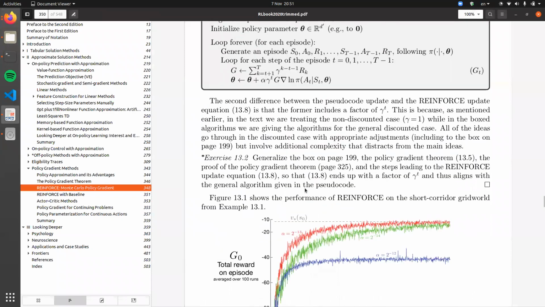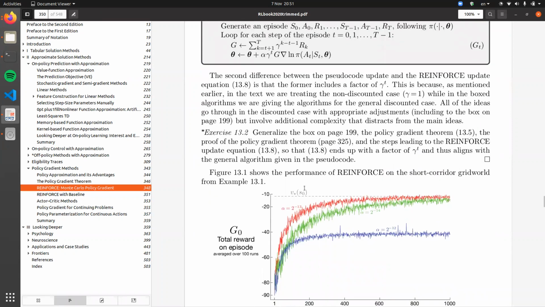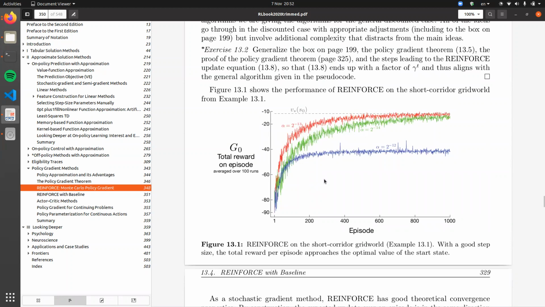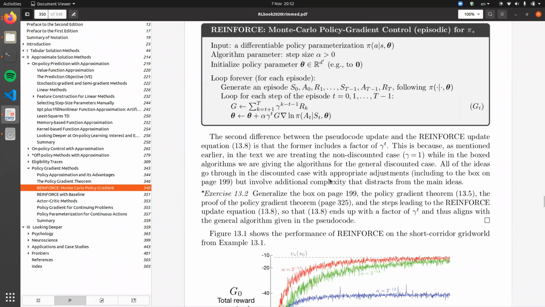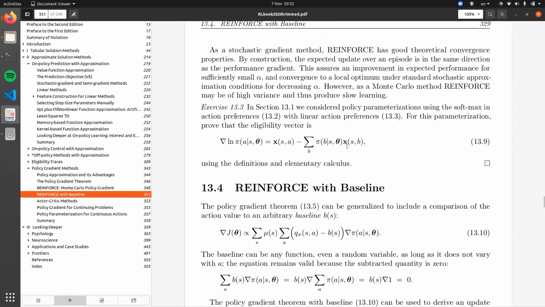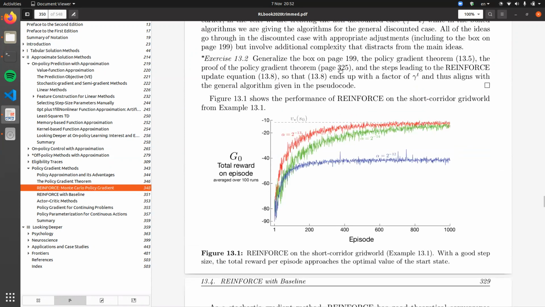Okay, so anyway, you can see that the algorithm works, but also you can imagine that there is a lot of variance involved here, because of how unstable the gradient of a policy can be. And let's now consider a way, or maybe should we first discuss the exercises? So here, page 19, the policy gradient theorem.